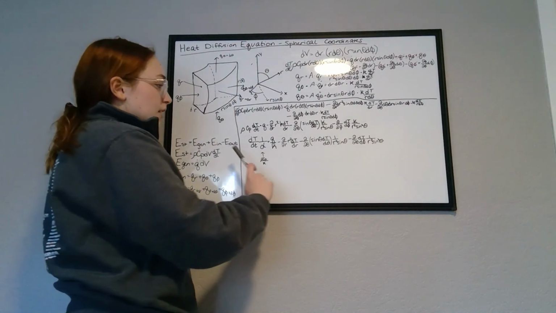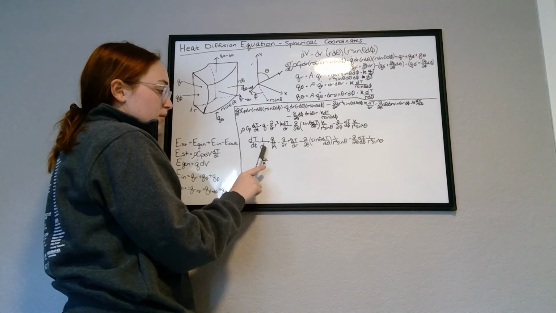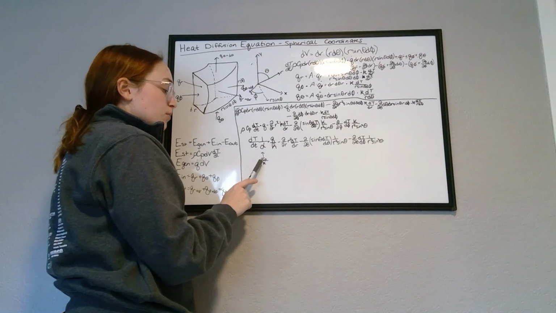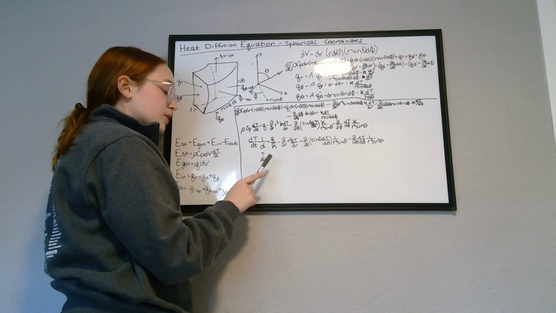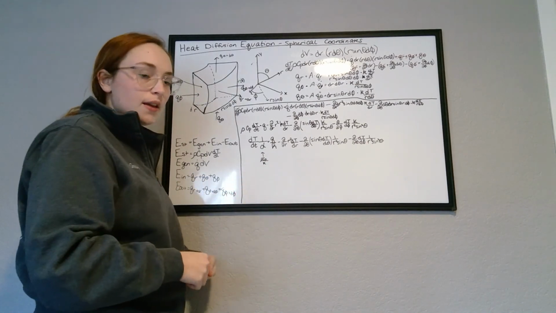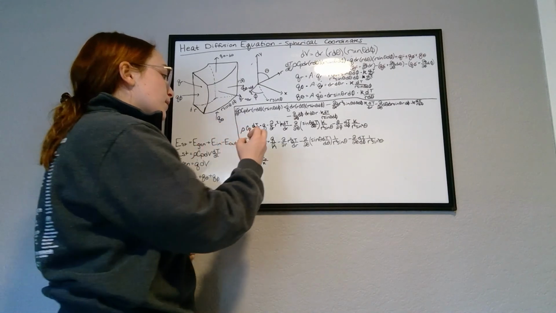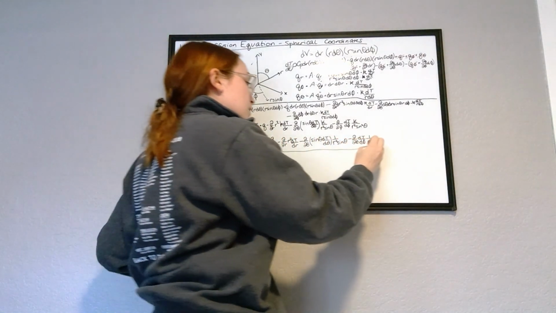I wrote out the next step, and just a reminder that 1 over the thermal diffusivity is the density times specific heat over thermal conductivity, which is again constant for this example, but is not always constant. And this is the final equation for the spherical coordinates.